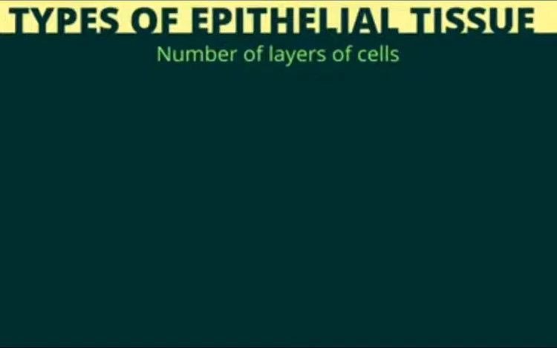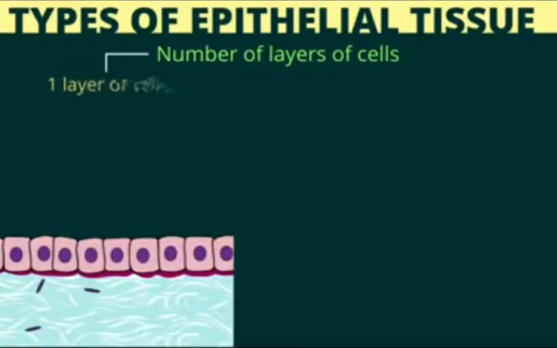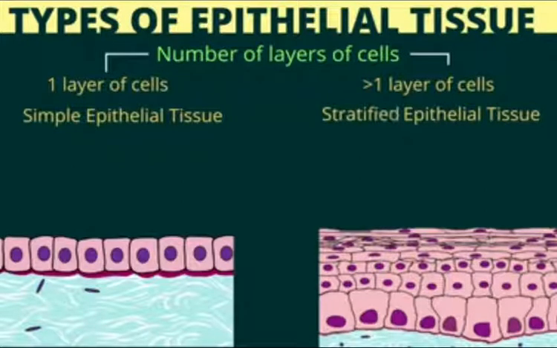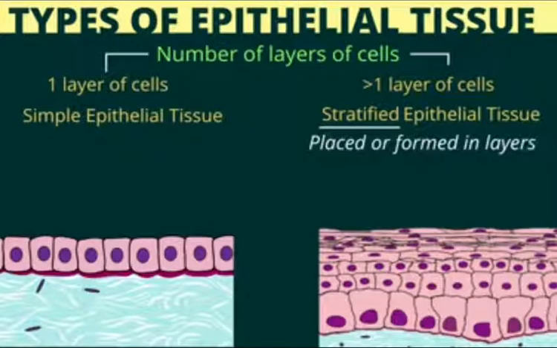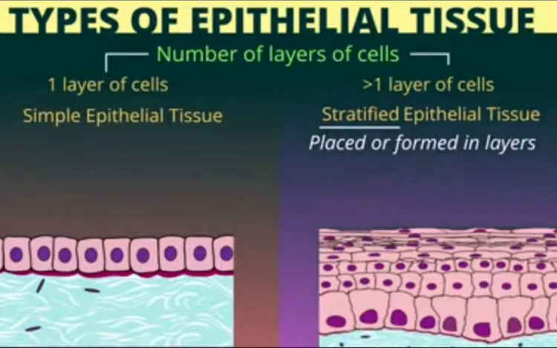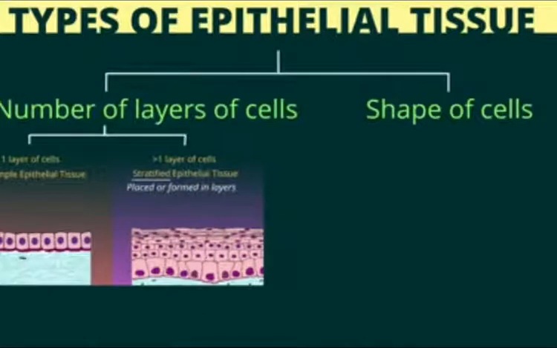Let us discuss the number of layers of the cells. If it has a single layer of cells, it is called simple epithelial tissue. See this another diagram, multiple layers of cells are there. You can't call it complex, it is called stratified epithelial tissue. The meaning of stratified itself is placed or formed in layers. If the cells are in layers, it is called stratified epithelial tissue. If you have a single layer, it is called simple epithelial tissue.